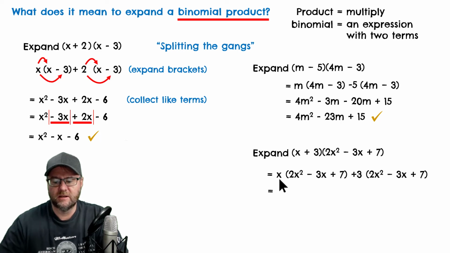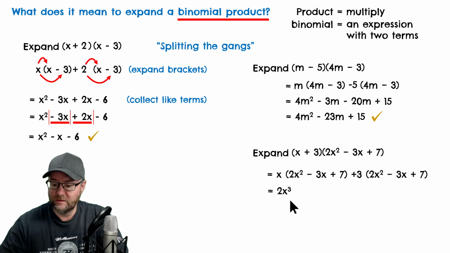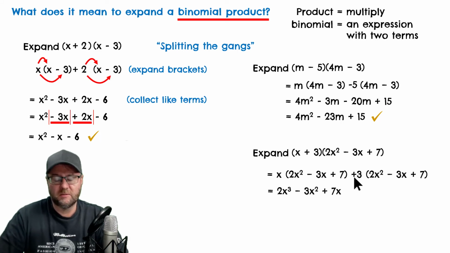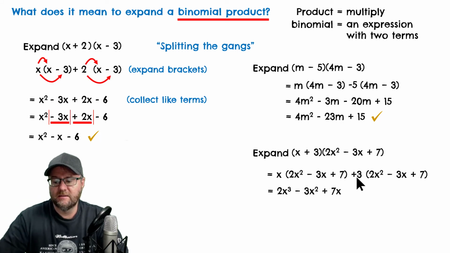Doesn't matter. I'm just going to go x times 2x gives me 2x cubed, right? Because 2x squared times x is 2x cubed. X times negative 3x gives me negative 3x squared. X times plus 7 is a positive 7x. Working my way along, I'm just doing my multiplications as I go. This gives me plus 6x squared. This gives me negative 9x. 3 times negative 3x. And 3 times 7 is 21.